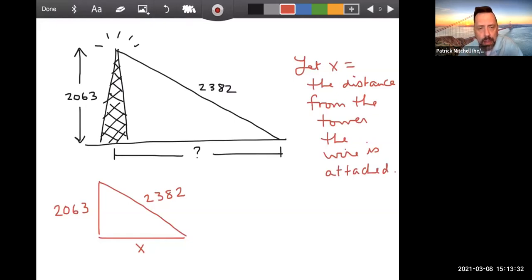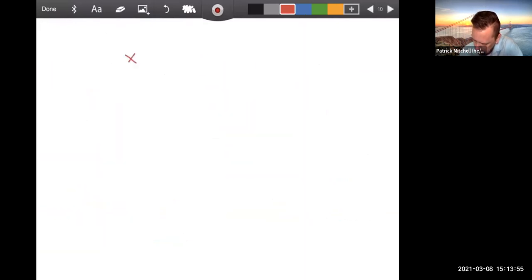Okay, so using the Pythagorean theorem, leg squared plus leg squared equals hypotenuse squared. So it would be x squared plus 2,063 squared equals 2,382 squared. So let me go ahead and copy that on the next slide. Okay, and this is where I need my calculator.